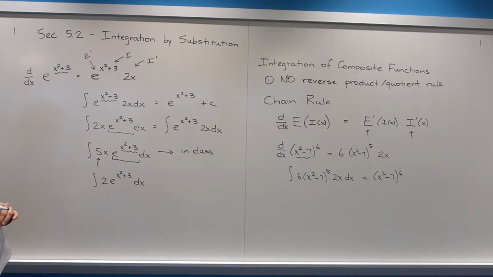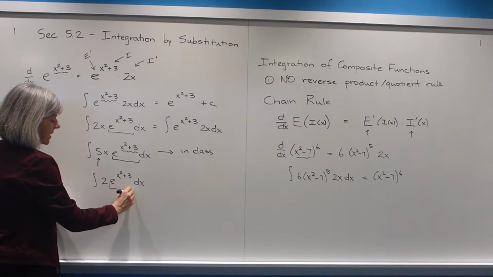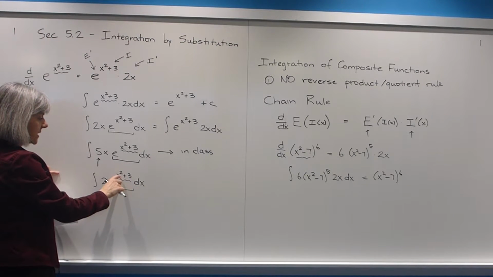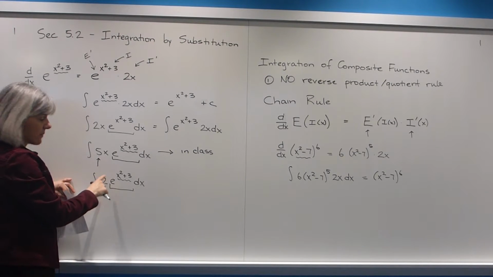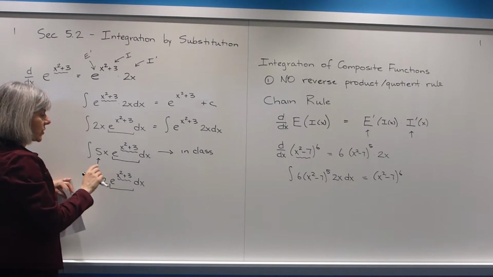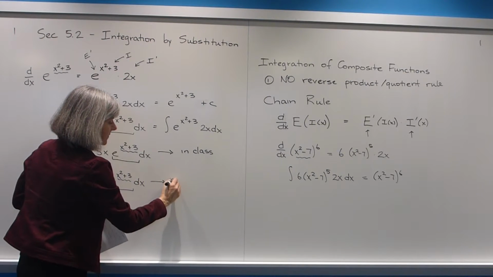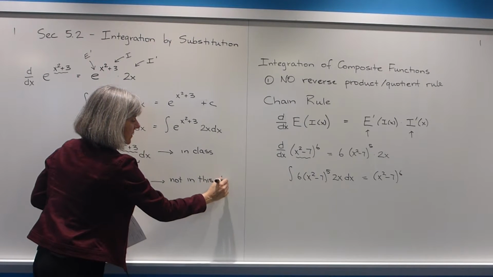What is important is that if I have this, this is not one that we can do in this class. And why would that be? Well, again, I identify my composite function. Here's my inside. The derivative of the inside is 2x. The 2 is fine, but I don't have the x. And so the important thing here is that this we cannot do, not in this class, because we have to have all the variable parts.